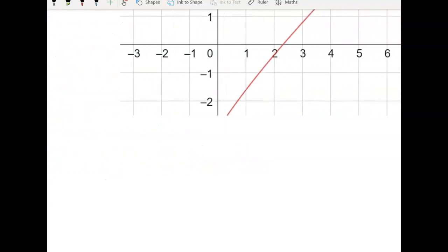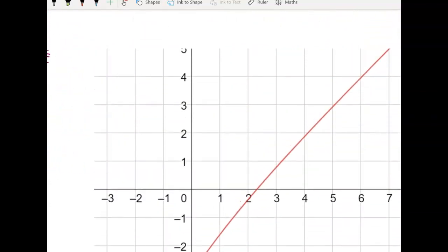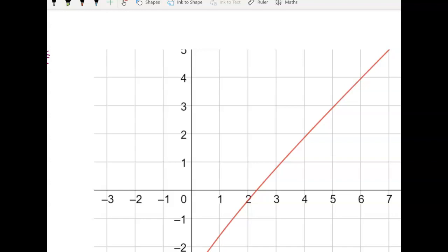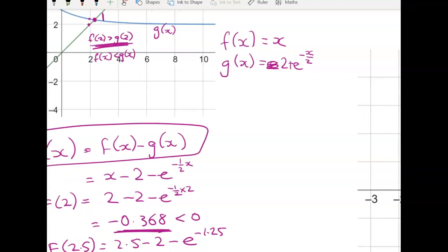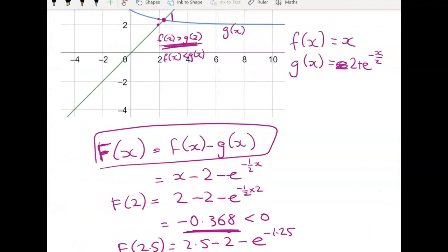I've drawn a picture of this over here. This is big F of x, and you can see that F of 2 gives me my negative 0.368 value, and F of 2.5 gives me my positive value. This function's continuous, so there's a crossing point somewhere in between those two values. There might be more than one crossing point, but all we care about is that there is a crossing point, and that's a root.